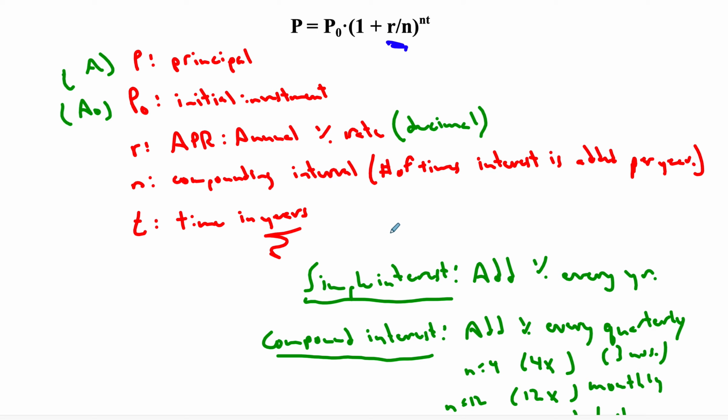Okay? Let's take a look at some examples. It'll make a little bit more sense if we do that. So let's say that we were investing our initial amount of $100, and we are compounding, so let's go with our compounding.